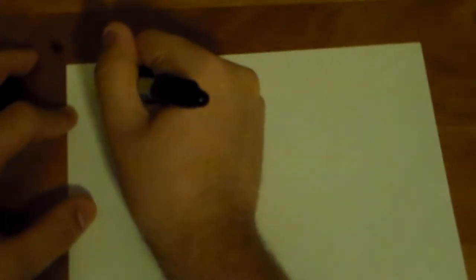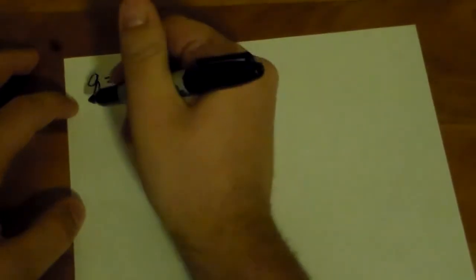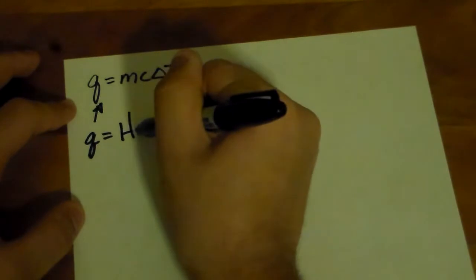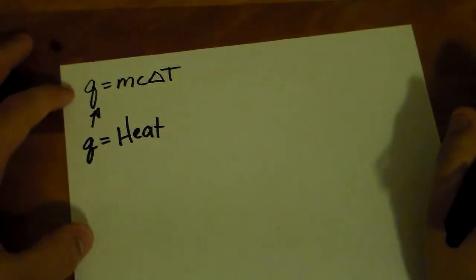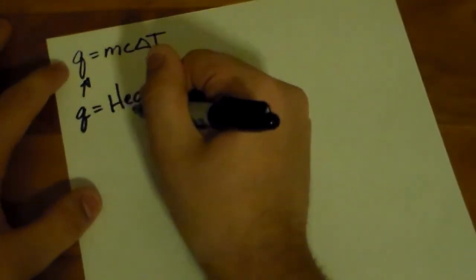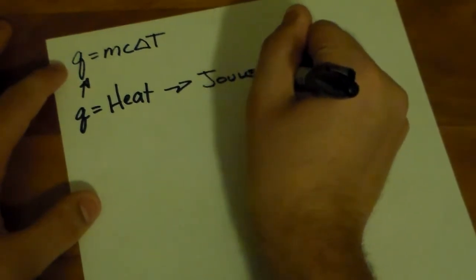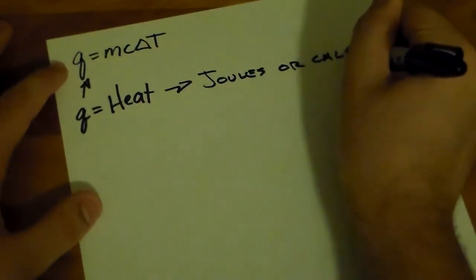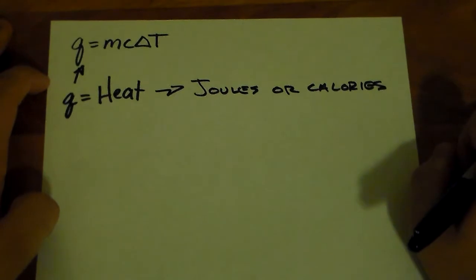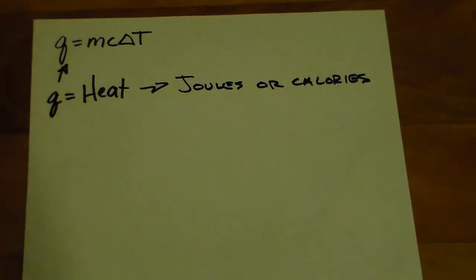So let's first write out the actual equation. Q equals mc delta T. Q here is just regular old heat. You can have two different units, but you cannot use them in the same problem. So in a problem you'll see either joules or calories. In the two problems we will be doing, in one of them we will be using joules, in the other we will be using calories. So we can work with both.